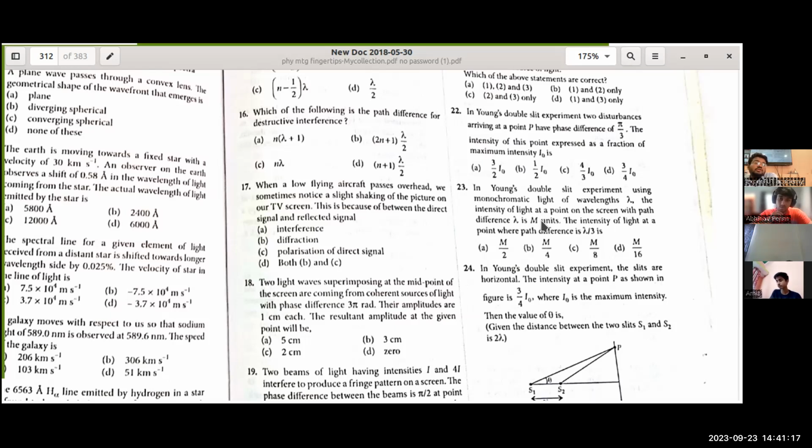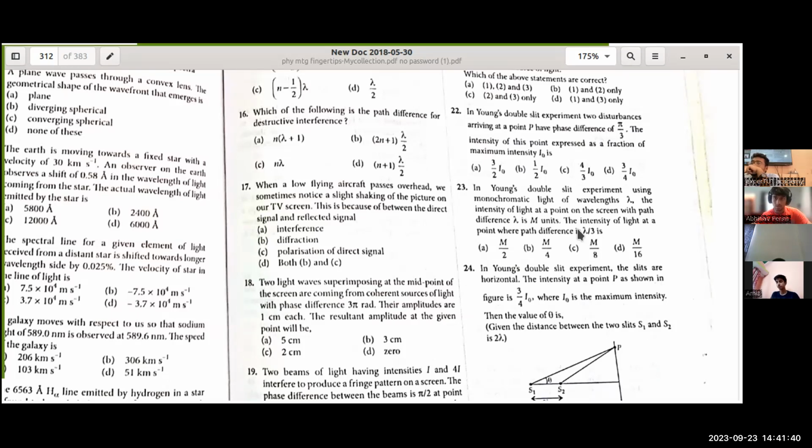That means M is equal to, M की वैल्यू कितनी है? 4 I naught. M is 4 I naught, okay? And then पूछ रहा है intensity of light at a point where path difference is lambda by 3. lambda by 3 मतलब कितना एंगल? बिल्कुल सही.